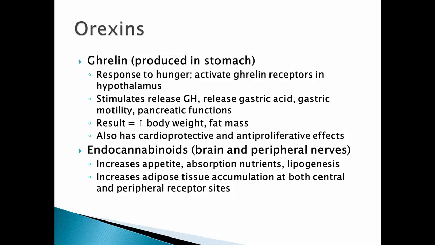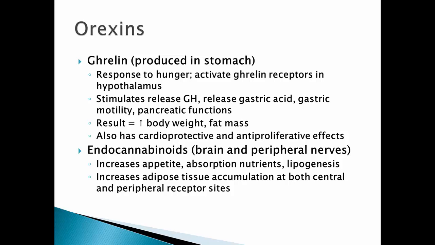So let's take a close look at orexins and anorexins. Orexins increase the appetite and decrease our metabolism. And the two that we'll talk about are ghrelin and the endocannabinoids. Ghrelin is one of the predominant orexins. Ghrelin is produced in the stomach. Ghrelin is produced in response to hunger and actually activates ghrelin receptors in the hypothalamus. This stimulates the release of growth hormone, the release of gastric acid, gastric motility, and also pancreatic functions.